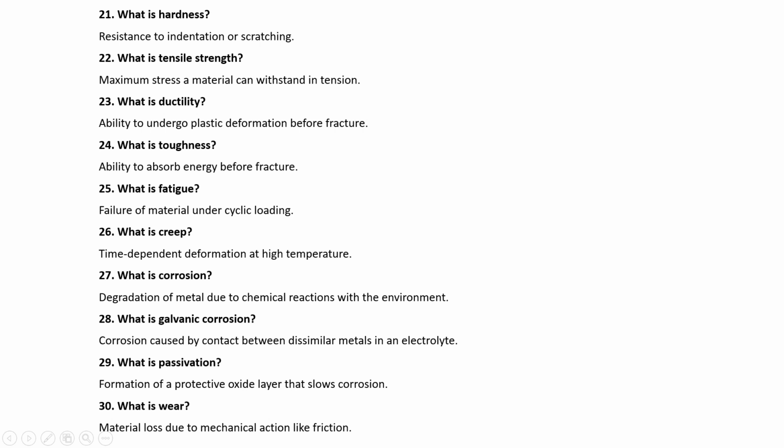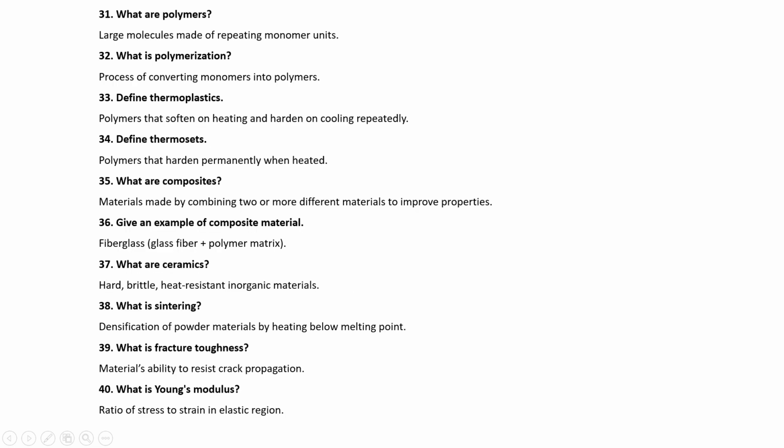29. What is passivation? Formation of a protective oxide layer that slows corrosion. 30. What is wear? Material loss due to mechanical action like friction. 31. What are polymers? Large molecules made of repeating monomer units. 32. What is polymerization? Process of converting monomers into polymers.